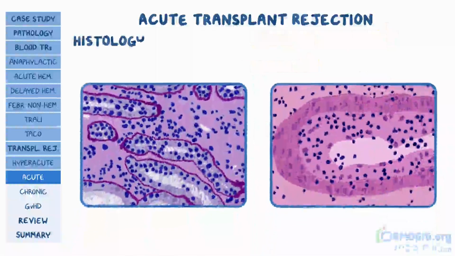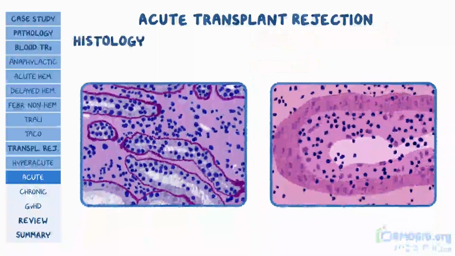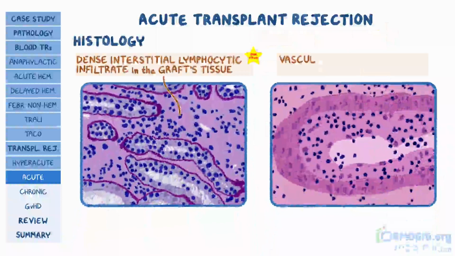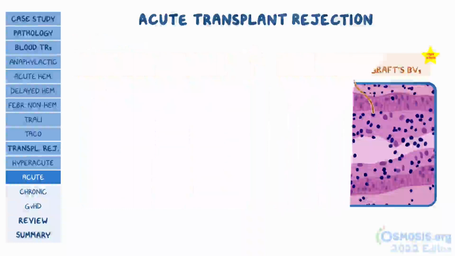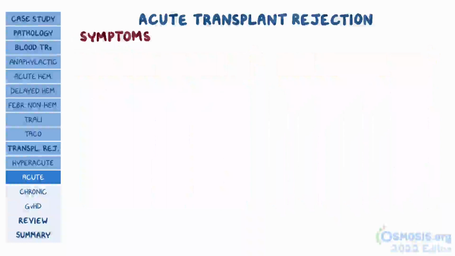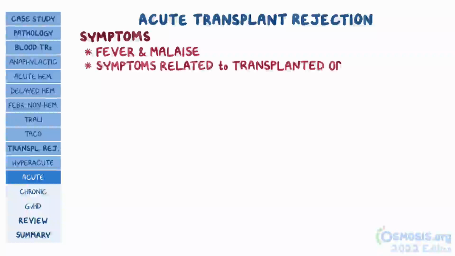Upon histology, some high-yield findings that you could see include dense interstitial lymphocytic infiltrate in the graft's tissue, as well as vasculitis or inflammation of the graft's blood vessels. Symptoms of acute transplant rejection include fever and malaise, as well as specific symptoms related to the transplanted organ.